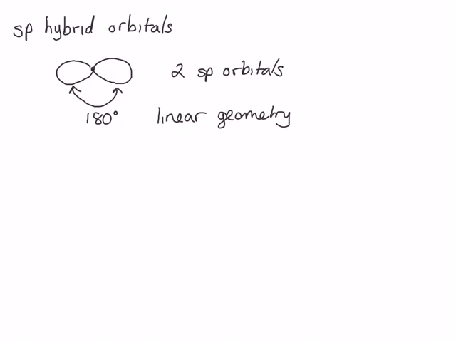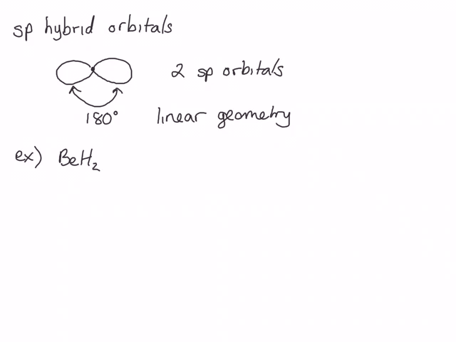And the geometry will make more sense in a moment when we look at a molecule that uses sp hybrid orbitals. So an example of a molecule that uses sp hybrid orbitals is beryllium hydride. What we're going to do is draw the orbitals involved in the bonding of this molecule. We're going to label the hybridization and predict the bond angles. First, we'll start by drawing a Lewis structure. This Lewis structure should have four valence electrons.